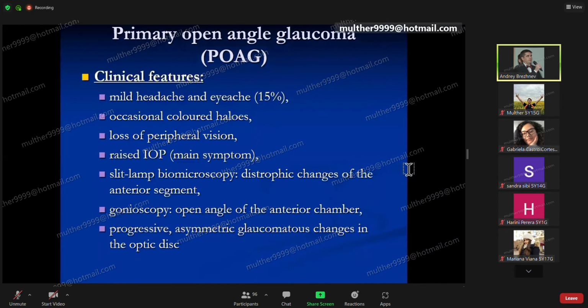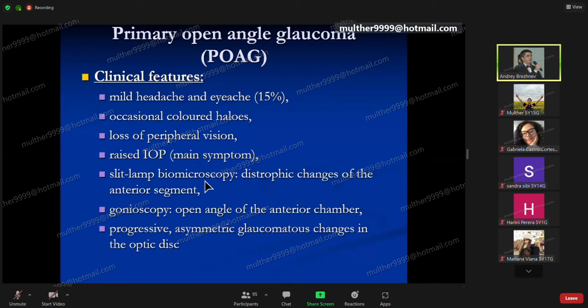What are the clinical features of primary open-angle glaucoma? Unfortunately, primary open-angle glaucoma is a silent process. Usually, there are no symptoms in the early stage. Only about 15% of patients have symptoms such as mild headache and occasional colored halos due to transient corneal epithelial edema. But 85% have no complaints in the early stage. As I said before, early diagnosis is the best way of preventing severe damage, but it's very difficult to diagnose glaucoma in the early stage because the patient has no complaints. Gradual loss of peripheral vision occurs. Loss of central vision is usually the last to occur.